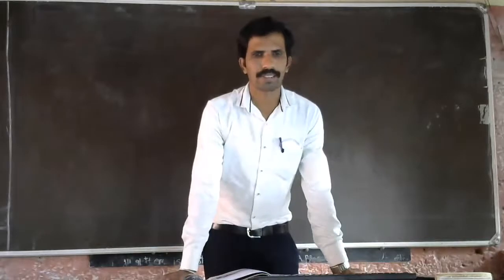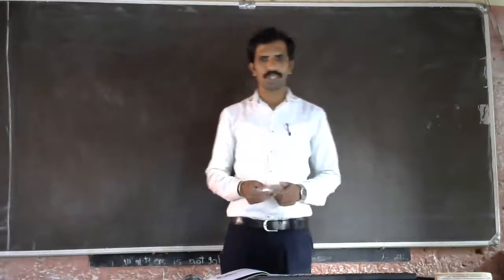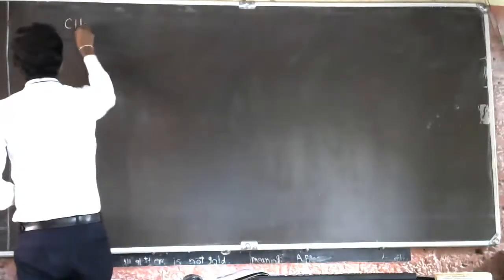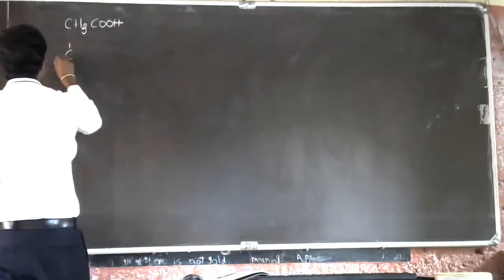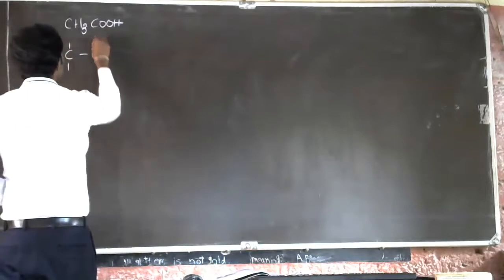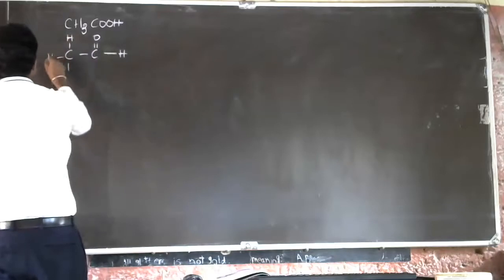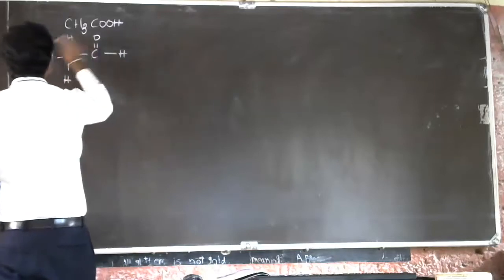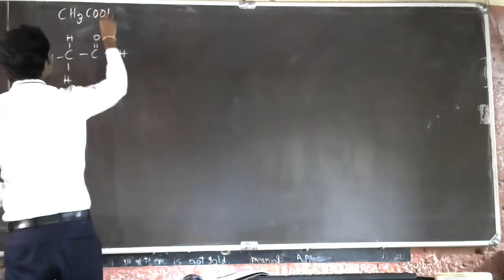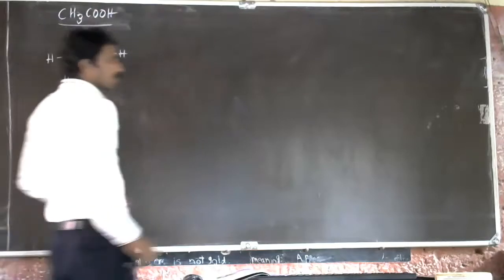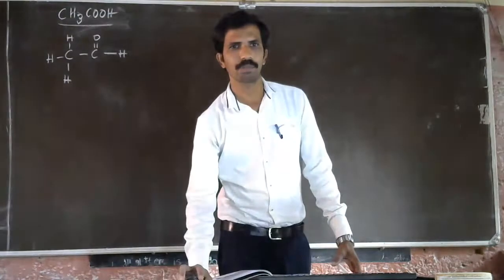So ethanoic acid. Already we know the structure of ethanoic acid. The molecular formula for ethanoic acid is CH3COOH. Then if you write the structure, this is the structure. So this is the structural formula, and this is the molecular formula CH3COOH. Everyone knows to write this. The carboxylic acid group is an acid which comes under the carboxylic acid group.